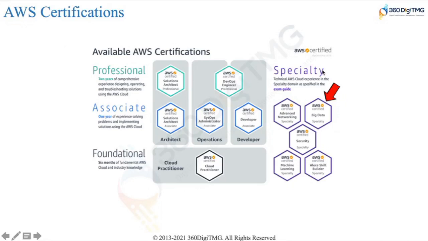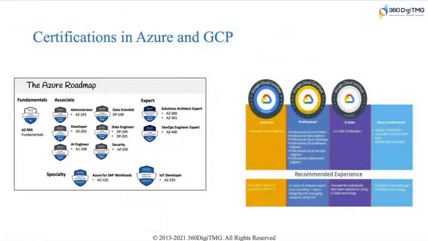And these were specialty certifications for advanced networking, dealing with big data, security, Alexa skill builder, machine learning. All these are specialty certificates. Similarly, the same certifications are available on other clouds also. We are mainly talking about these three clouds: AWS, Azure, GCP.